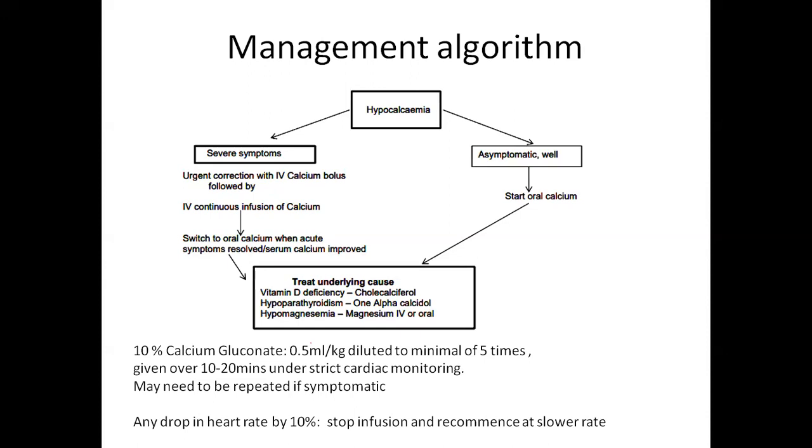If there is any drop in heart rate by more than 10% from the baseline, that is, if the child's heart rate is 150 and it drops to 135, you need to stop the infusion, wait for the heart rate to go up, and then restart at a slower rate. So if initially you started over 15 minutes, now you need to start over half an hour. Always remember, when you're giving calcium corrections, you need to monitor heart rate, because many times we've seen the child land up in bradycardia when you're giving calcium corrections.